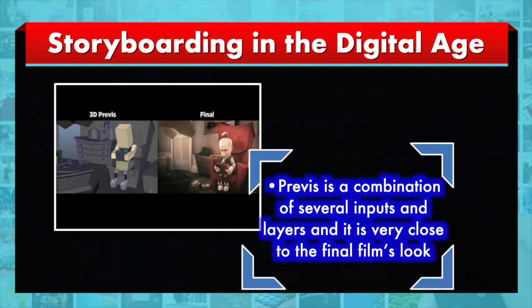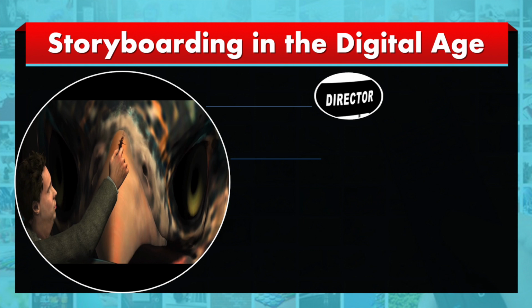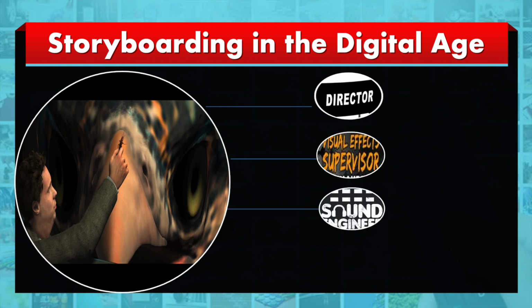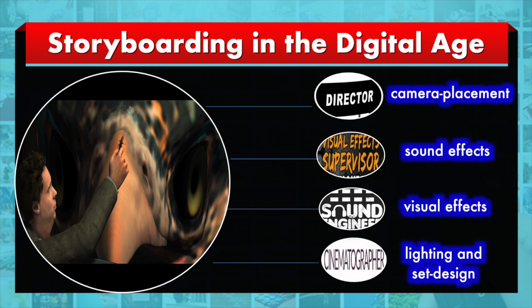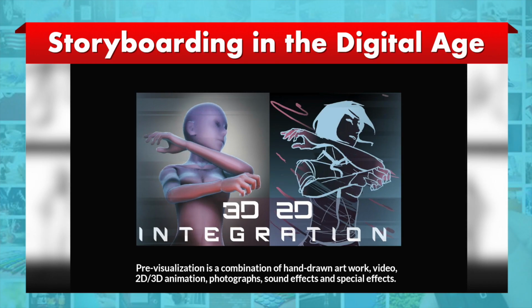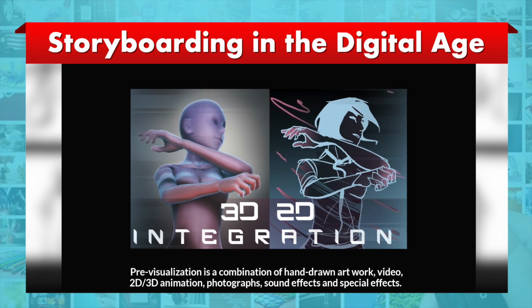Pre-viz is a combination of several inputs and layers and is very close to the final film's look. It allows a director, visual effects supervisor, sound engineer, and cinematographer to experiment with the camera placement, sound design, sound effects, visual effects, lighting, and set design, considering the actual cost of production and reducing the chances of error. It's a combination of hand-drawn artwork, video, 2D, 3D animation, photograph, sound effects, and special effects.